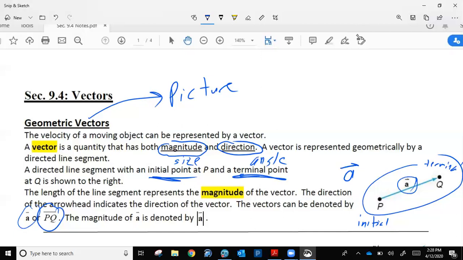Something like that. Or again, PQ with a symbol above it. The magnitude of a vector, the size of it, is typically denoted by an absolute value symbol. So that magnitude of A, if you see something like that, that means how big is vector A. Or your book a lot of times will use a double absolute value symbol to denote that.